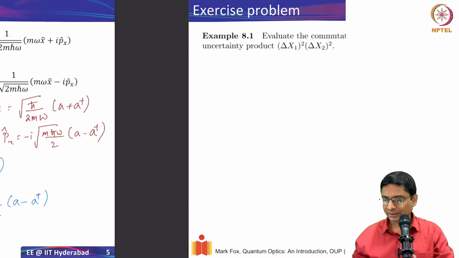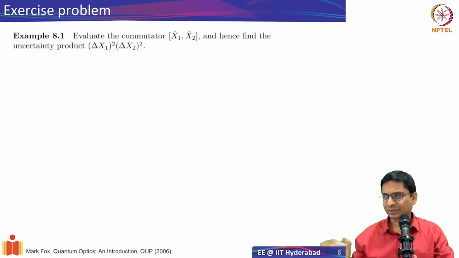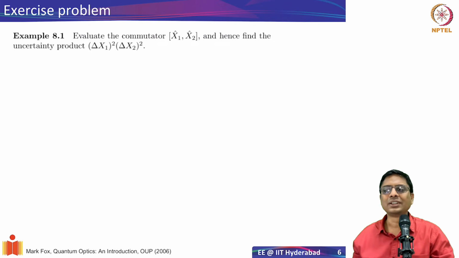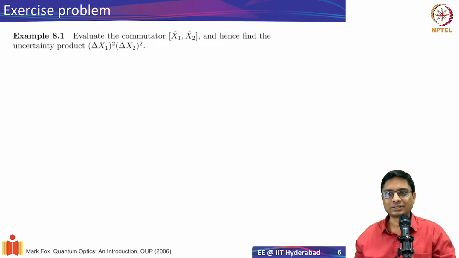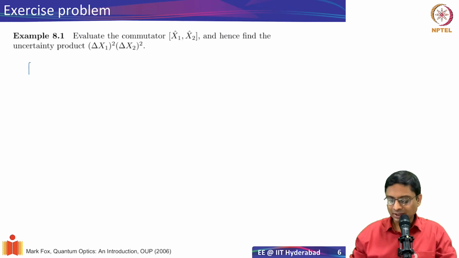Now, this is an exercise problem from Mark Fox. You can go to chapter 8, 8.1 is this. The question is basically to evaluate the commutator of x1 hat and x2 hat. Previously we did a, a dagger, that was 1. But now x1 hat and x2 hat, what is it? The commutator bracket.